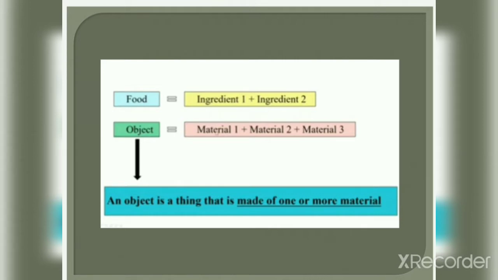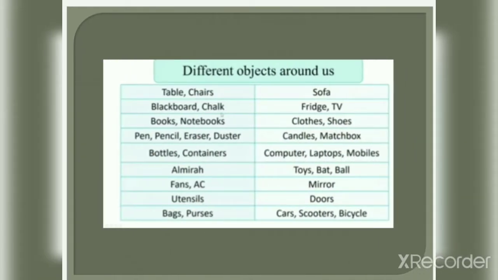So basically, an object is a thing that is made up of one or more materials. Here we have to understand that materials make the objects, but objects cannot make the materials. Now, if you look around, you will find yourself surrounded by a variety of objects like tables, chairs, chalk, blackboard, pen, pencil, eraser, almirah, AC, utensils, toys, computers, laptops, etc. All of these are objects.